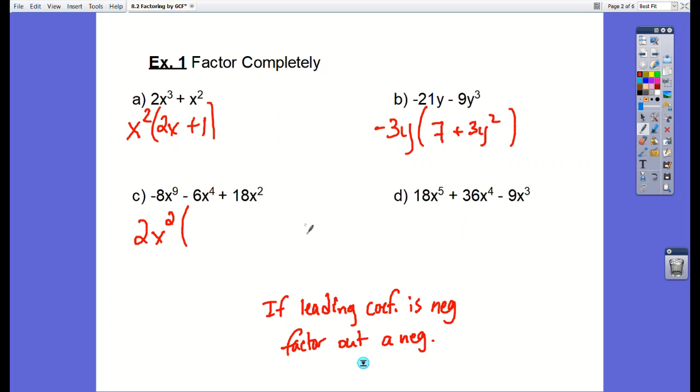And as I said, it doesn't matter, but to be consistent, we're going to take out a negative here. It's okay if you didn't. We're just going to change your signs. Yes? I've got a question about A later.